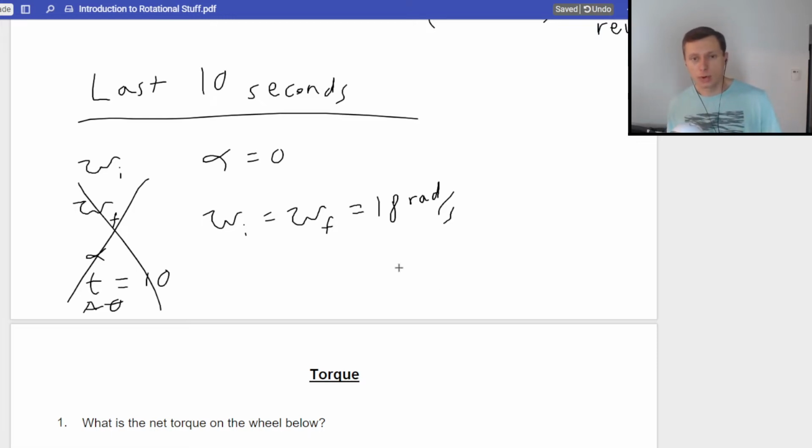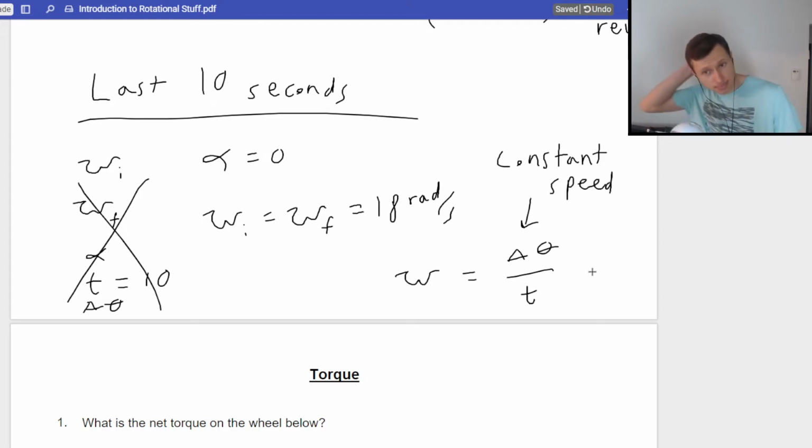What I'm going to tell you, though, is we're going to use a different equation instead, and that equation is very simple. It's omega, either the initial or the final, because they're both the same. Omega equals delta theta over time, and we can do this because it's constant speed, or constant angular speed in this case. This was true back in kinematics when we were dealing with linear kinematics, and it's going to be true now as well. I don't know how often this happens, but it's a good thing to know. We know omega, it's 18, delta theta is what we're solving for, and the time is 10.